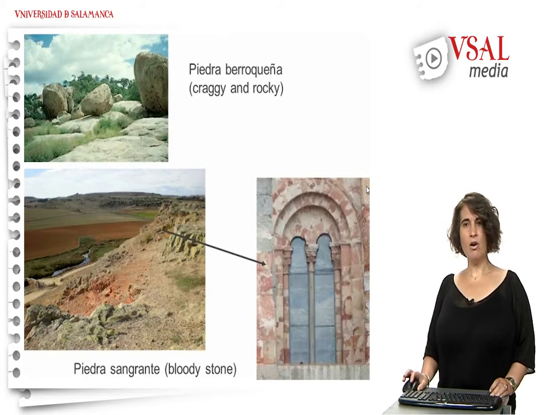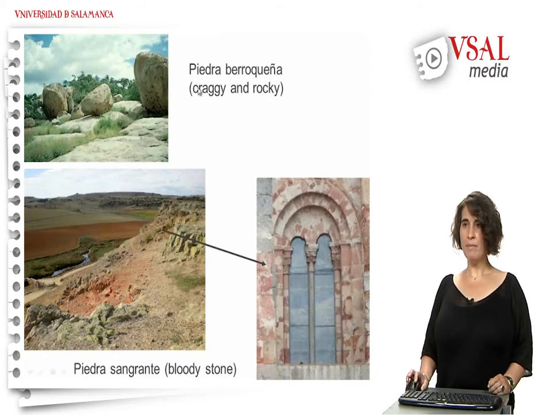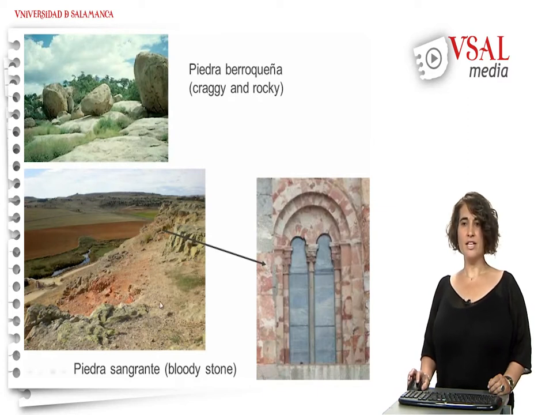But centuries ago, the rock didn't have commercial names, so the locals named the rocks depending on the shape, the way the outcrop looks, the color, or some features the rock, the natural stone, shows. For example, here we have what we call piedra berroqueña, which means that this granite shows in the outcrop as craggy and rocky. Here we have an example we call piedra sangrante, bloody stone. That is because the stone has a very distinctive red color looking like blood.